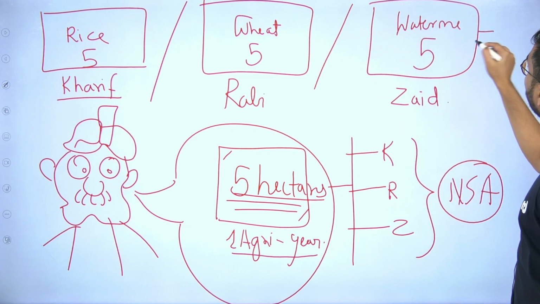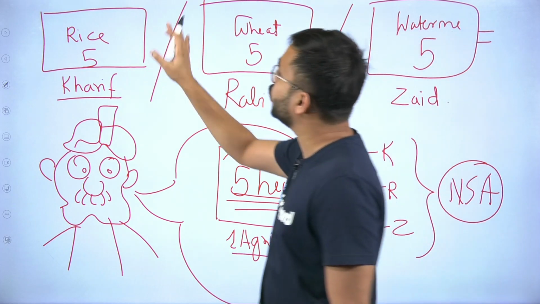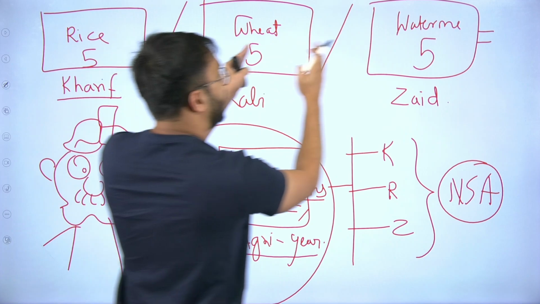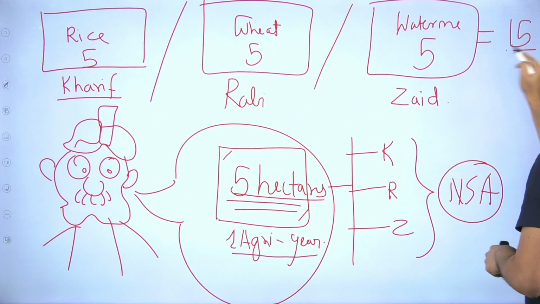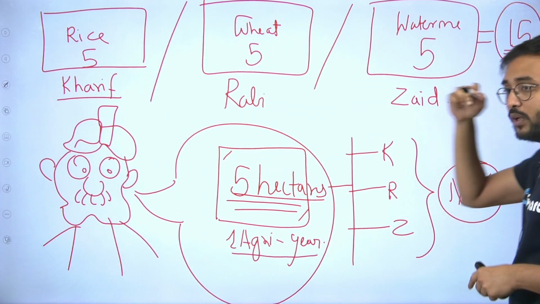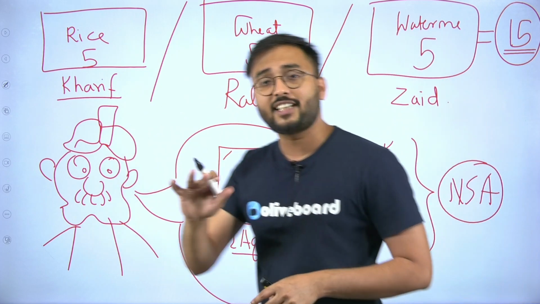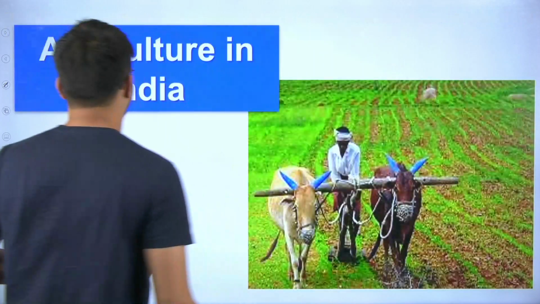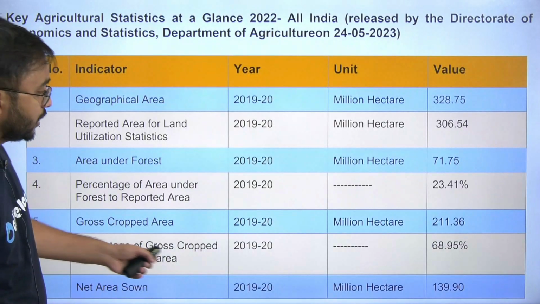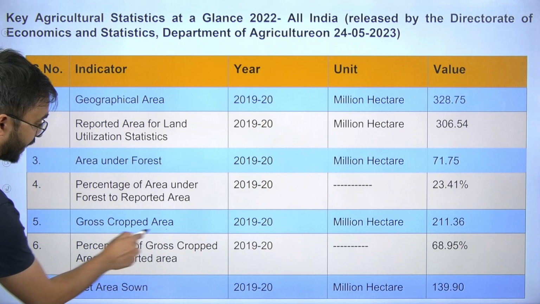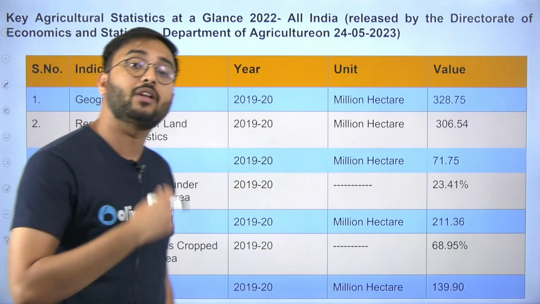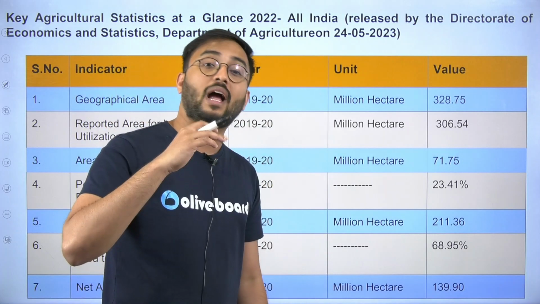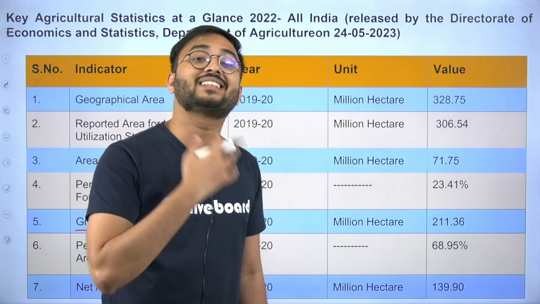So how much total area did I cultivate throughout all the seasons in one agricultural year? 5 plus 5 plus 5. It is 15. This total area in which the cropping has been done is called my gross cropped area. So now I think you get it. What does gross cropped area mean? The gross cropped area is the total area under which you have done multiple cropping cycles.